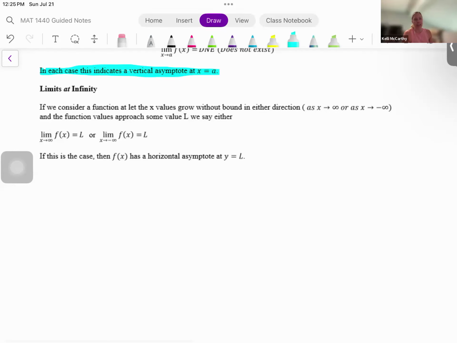Now, limits at infinity. This is where we're talking about the limit as x is approaching positive or negative infinity. A limit at infinity is describing a horizontal asymptote. So if the limit as x approaches positive infinity of f of x equals L, or the limit as x approaches negative infinity of f of x equals L, then there is a horizontal asymptote at y equals L.